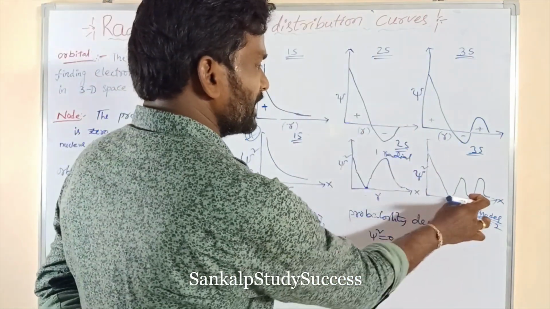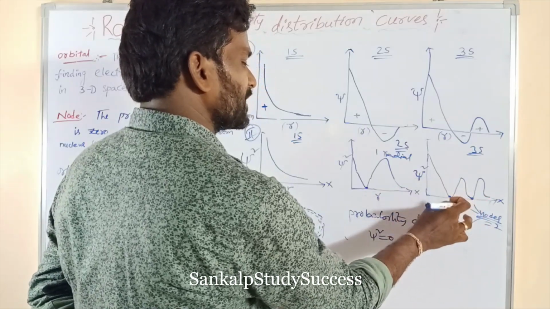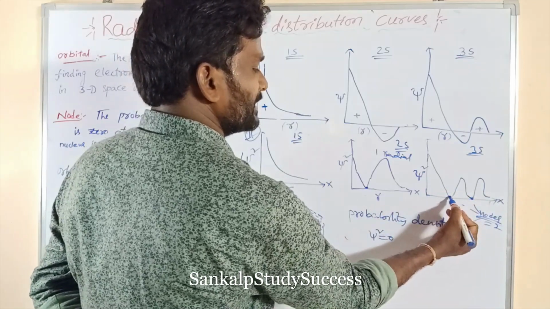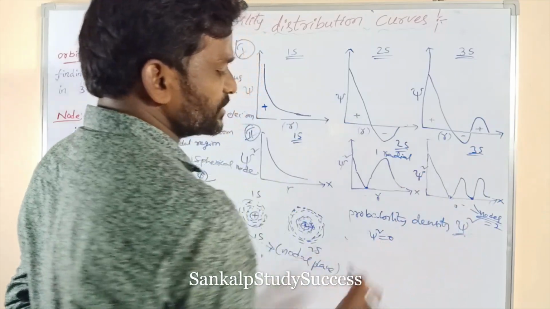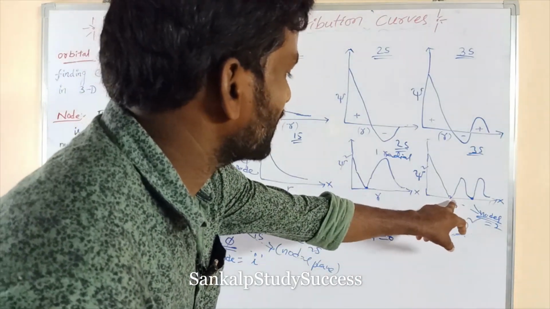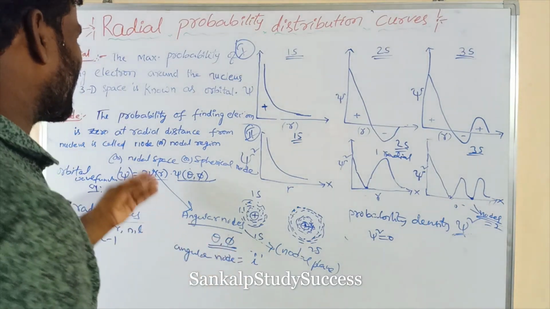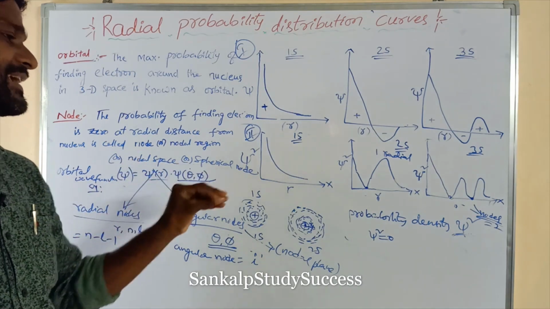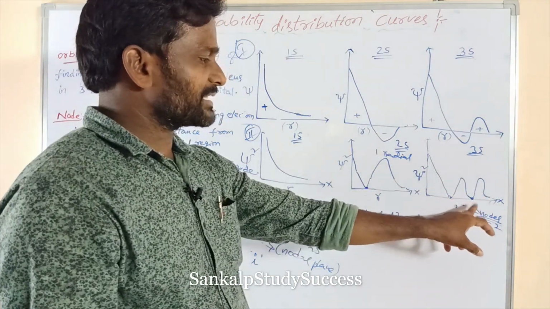Per 3s orbital, how many radial nodes? Two radial nodes. Here two peaks are touching the x axis. That means at this point the probability of finding an electron is 0. That space or that point is taken as a radial node, a nodal space or spherical node. So per 3s orbital, how many radial nodes are there? 2.